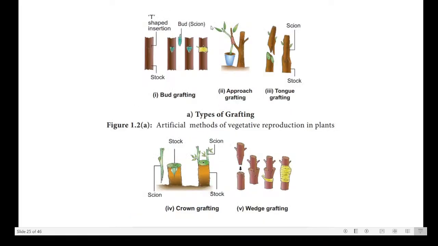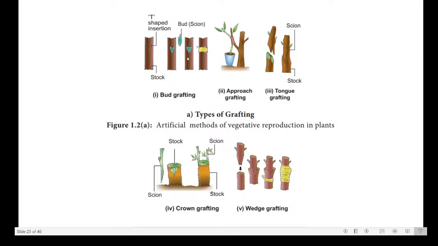Okay, this is the thing which is helpful for bud grafting. Bud grafting means you have to cut the particular portion like this, the T shape. We cut like a T. You can see the T-shaped insertion. If you put this T-shaped cut, you can make a bud, take the particular portion, and place it in another plant.